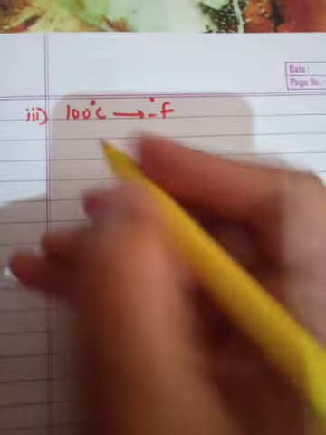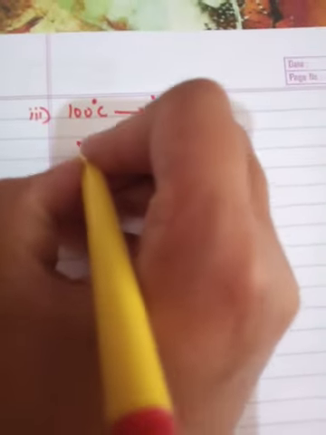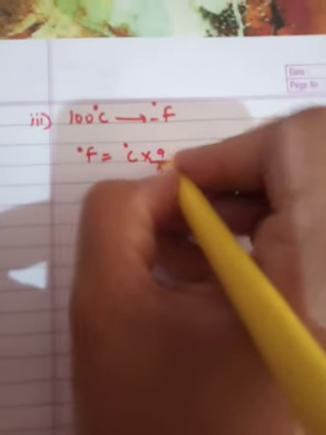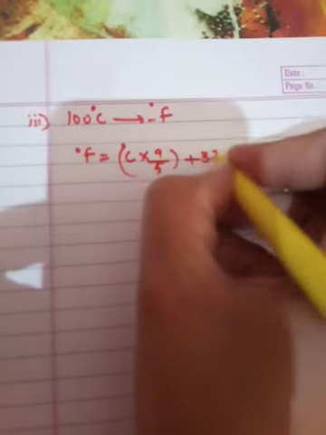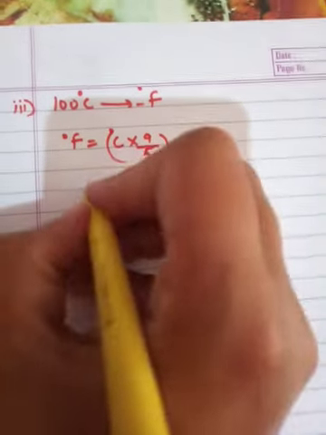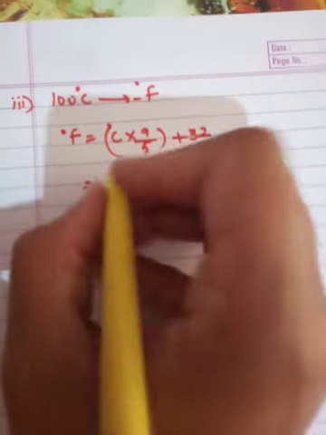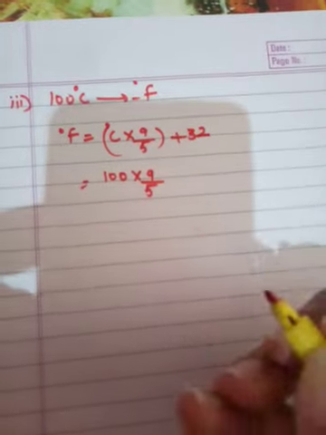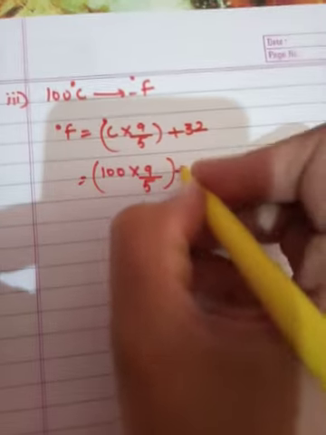Third example is how can we convert 100 degrees Celsius into Fahrenheit. Again we have the formula that degree Fahrenheit is equal to degree Celsius into 9 by 5 plus 32. Degree Celsius means we have 100 degrees Celsius now. So 100 into 9 by 5 bracket plus 32.